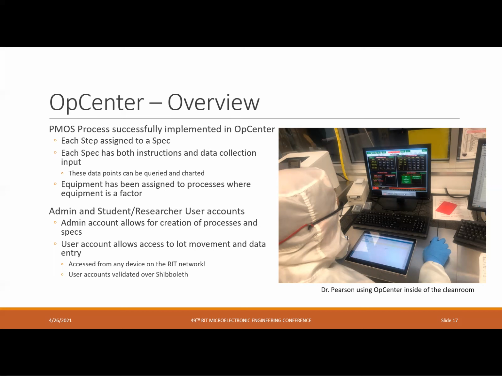In addition to this, 2 accounts or view types would need to be created, admin and student. Both accounts use an RIT login and are authenticated over Shibboleth. The admin account allows for the creation and modification of all aspects of the process as well as user creation. The user or student account allows for access to lot movement, instructional information, and data entry.